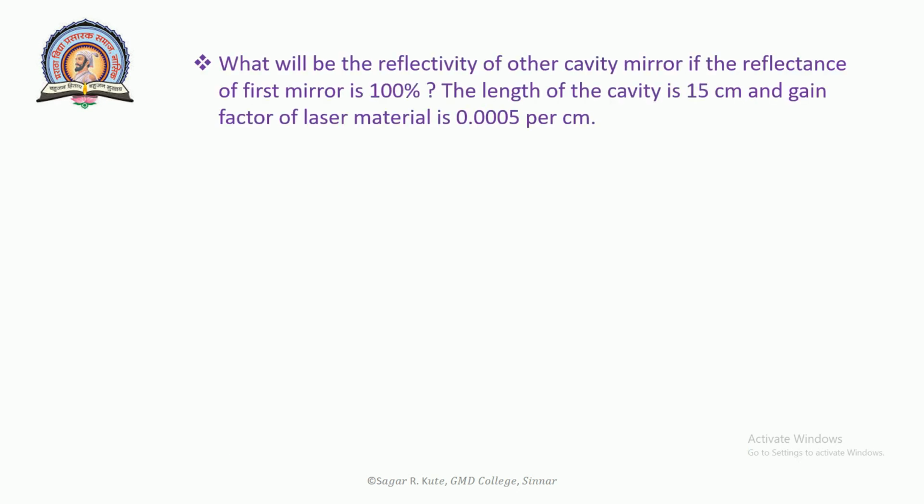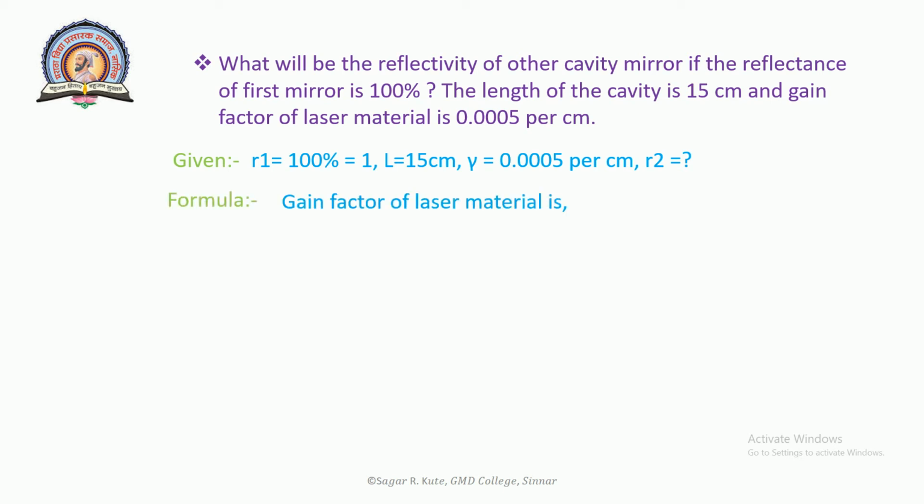Now, next numerical. What will be the reflectivity of other cavity mirror if the reflectance of the first mirror is 100%, the length of cavity is 15 cm and gain factor for laser material is 0.0005 per centimeter. Now in this numerical, calculate R2. Given R1 is 100%, that is 1, L is 15 cm, gamma is 0.0005 per centimeter, and calculate R2.